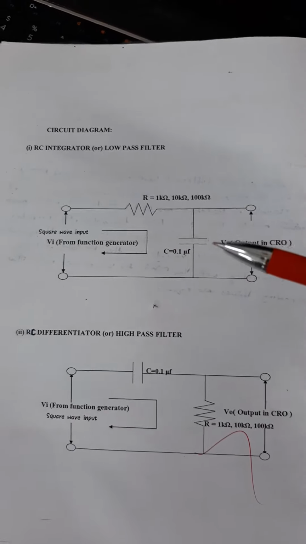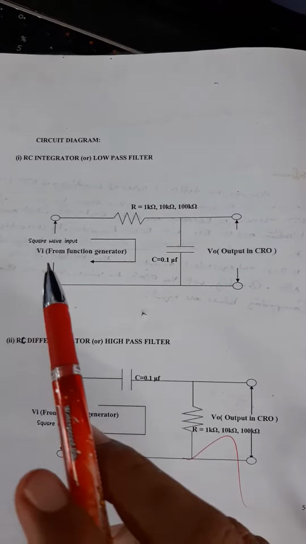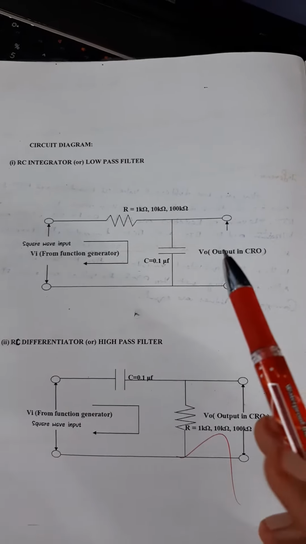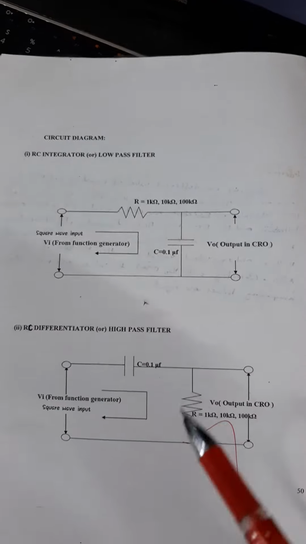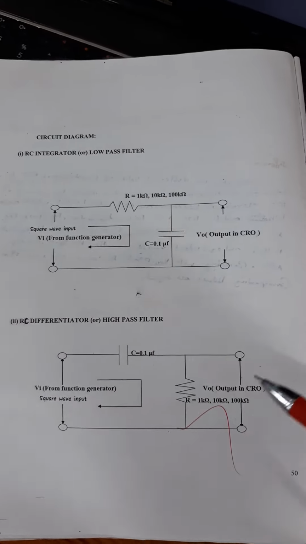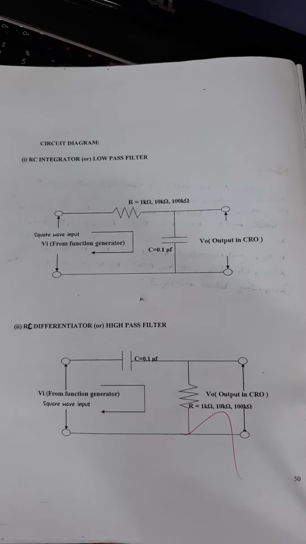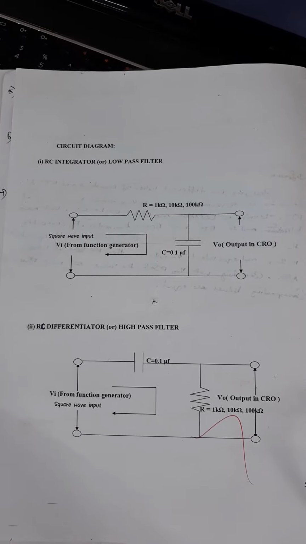We will have a resistor and capacitor connected as in the circuit diagram, and the input will be a square wave from the function generator, and as output I will measure the voltage across the capacitor in the first case. In the second case, the same thing, resistor and capacitor will be interchanged, and I will measure the voltage across the resistor. As I have told, input is the square waveform.